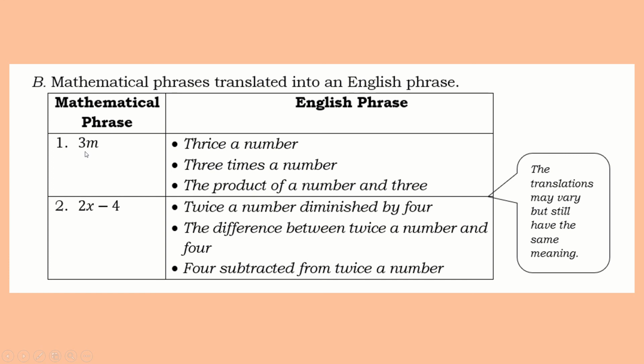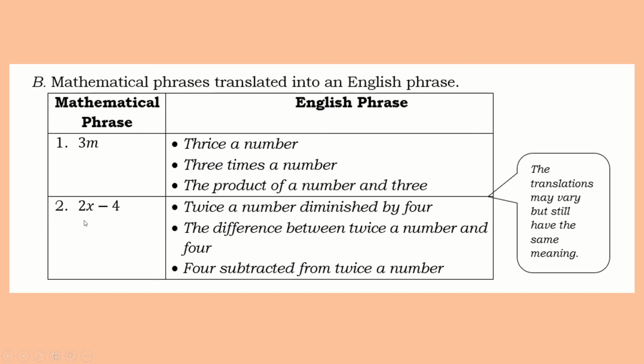So we have 3m. It can be written as thrice a number, three times a number, the product of a number and three. There are many translations, but you can use any of these translations. They have the same meaning. So thrice a number, three times a number, product of a number and three. So the translations may vary but still have the same meaning.